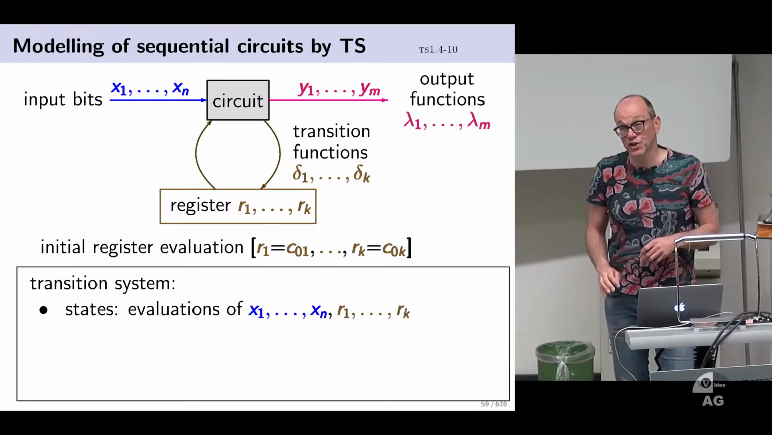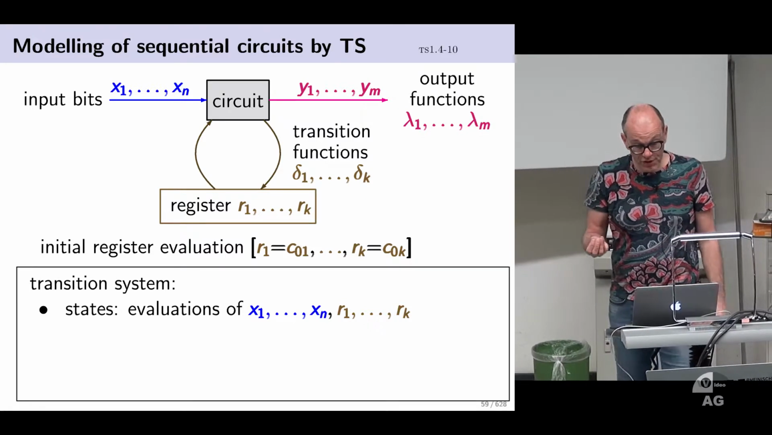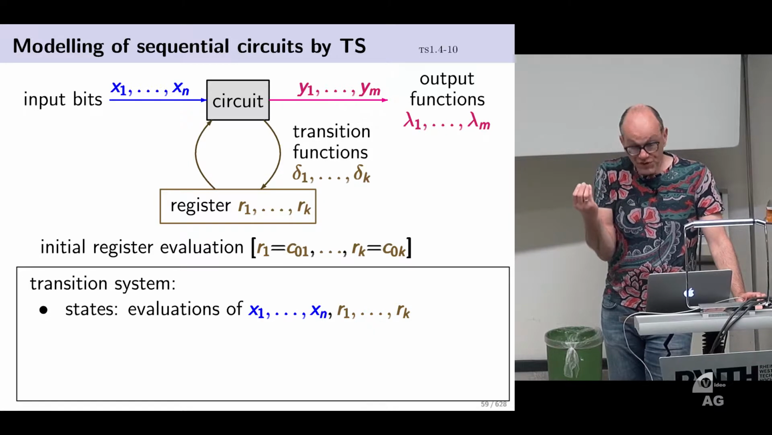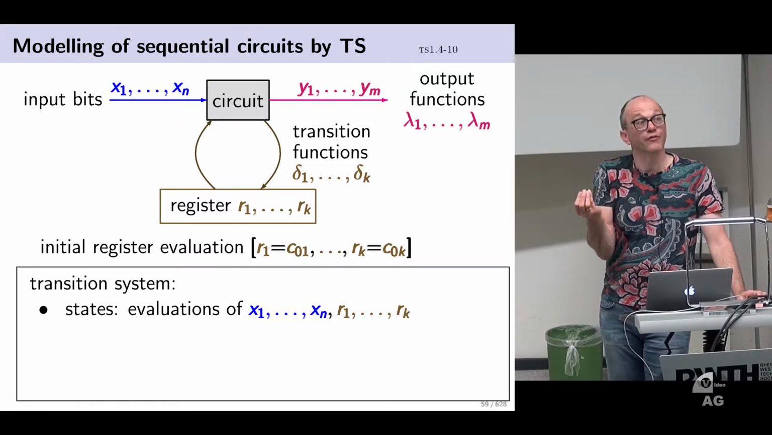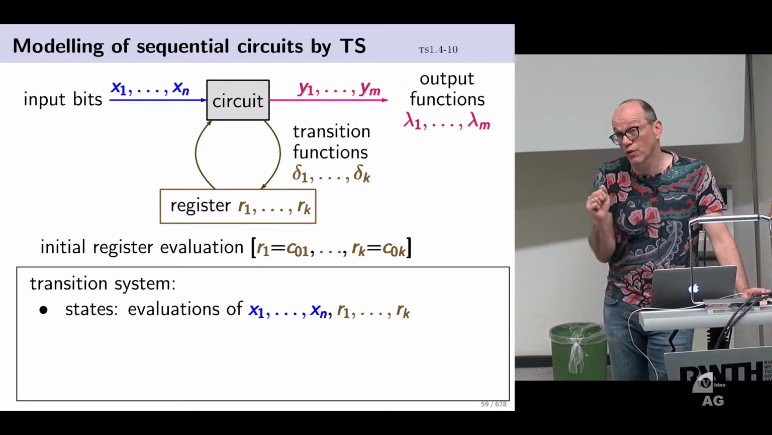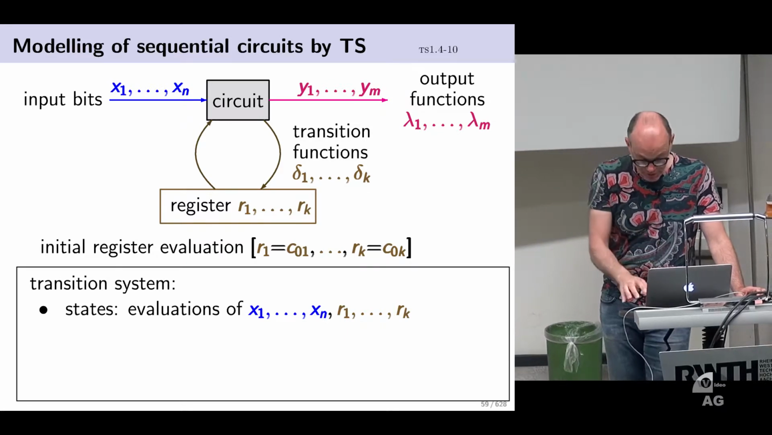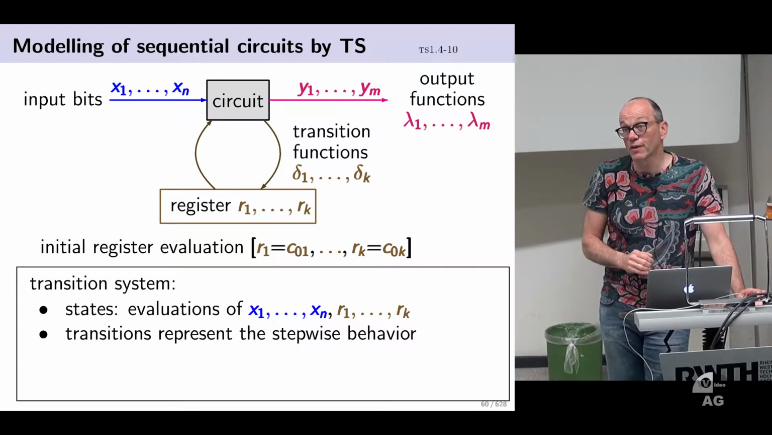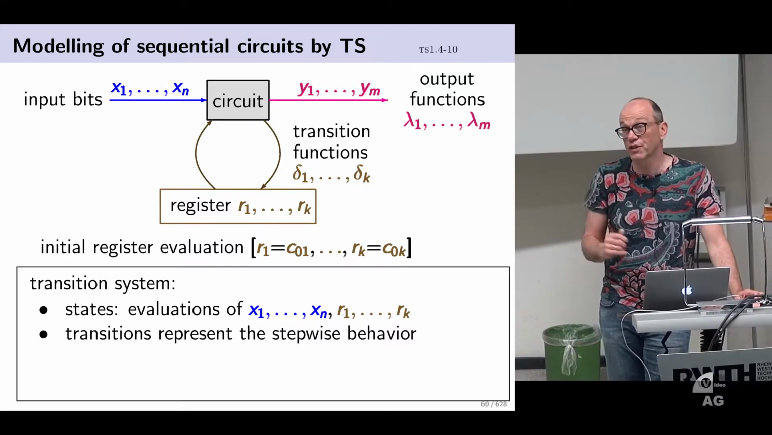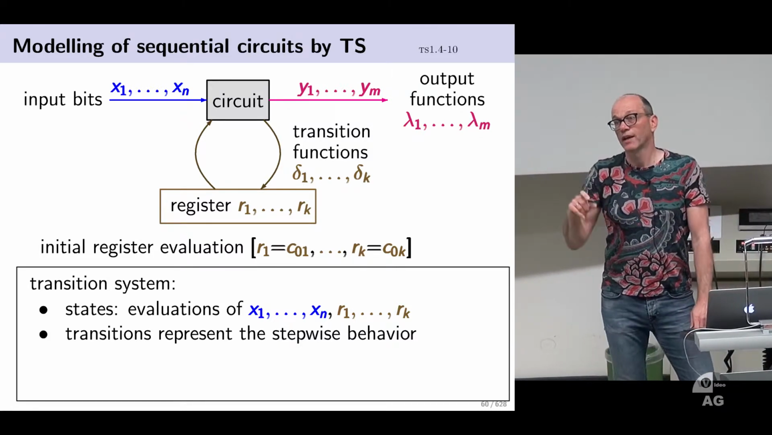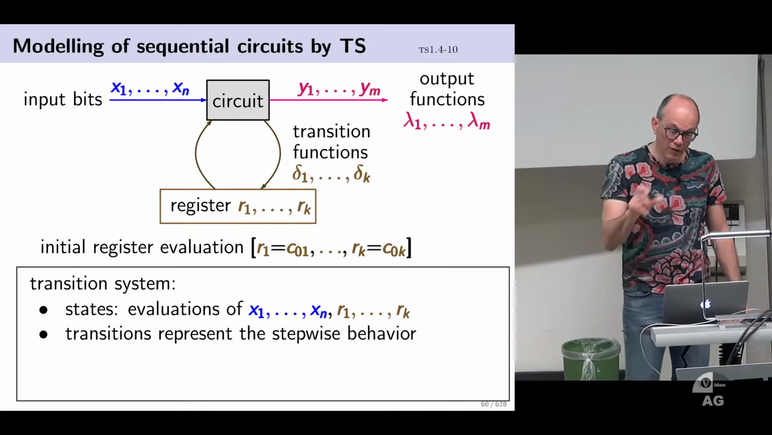Now we're going to define a transition system. So the transition system, you should think about what's the state of this circuit. So what's the current state of the circuit is basically the value of the inputs plus the values of all the registers. Yeah, that's the ID. That will be the state. That will define what is the current state of this circuit. Then the transitions will represent the stepwise behavior. So they will be defined actually by those two functions delta and lambda, because they are going to tell us how the registers will change and how the output function will change if we change the input.